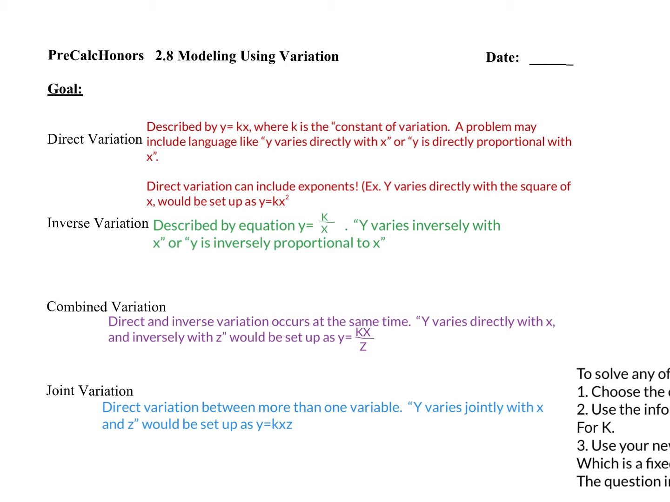All right, everyone, this is section 2.8, modeling and variation. So as you can see here, there's quite a bit of vocabulary up top. We're dealing with 4 different types of variation. Now, variation describes a relationship between 2 variables. We can see here that we have 4 different types: direct, inverse, combined, and joint.